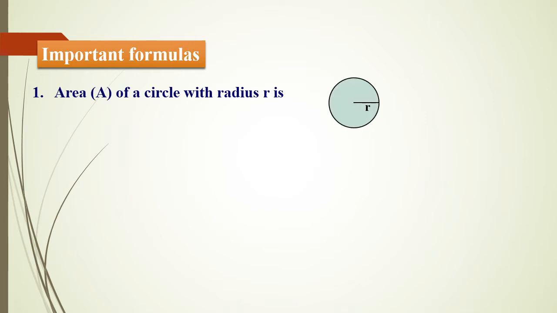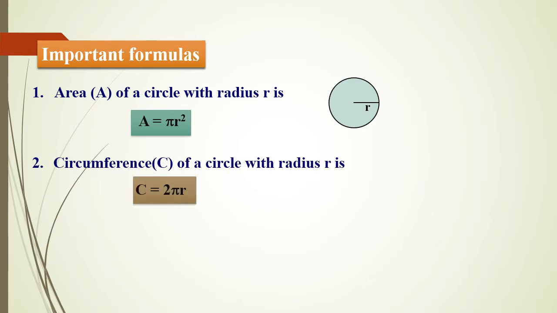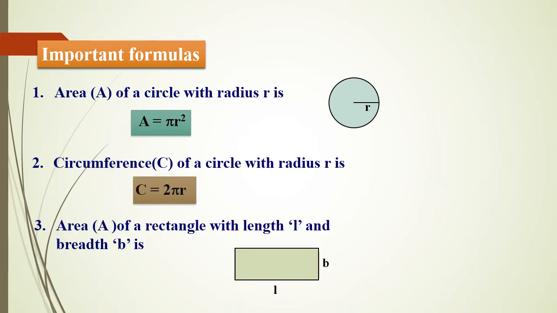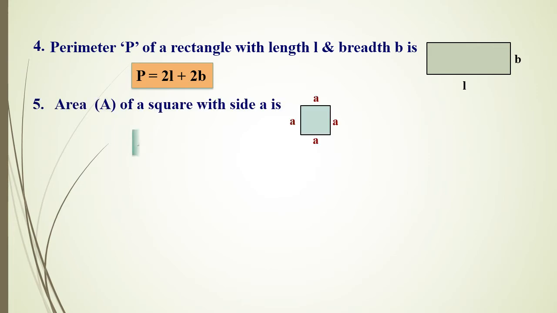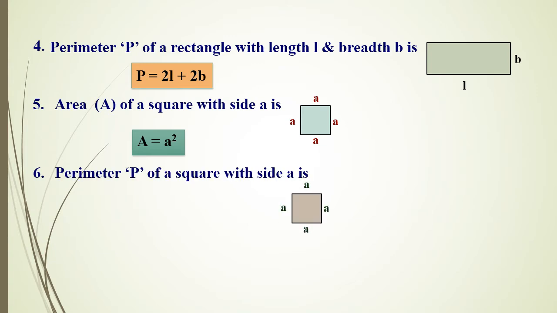Apart from this, you can learn some important formulas. First, area of the circle: A equal to pi r square. Second, circumference of a circle: C equal to 2 pi r. Area of the rectangle: A equal to length into breadth. Perimeter of a rectangle: P equal to 2 length plus 2 breadth. Then area of a square: A equal to a square. Perimeter of a square: P equal to 4a.